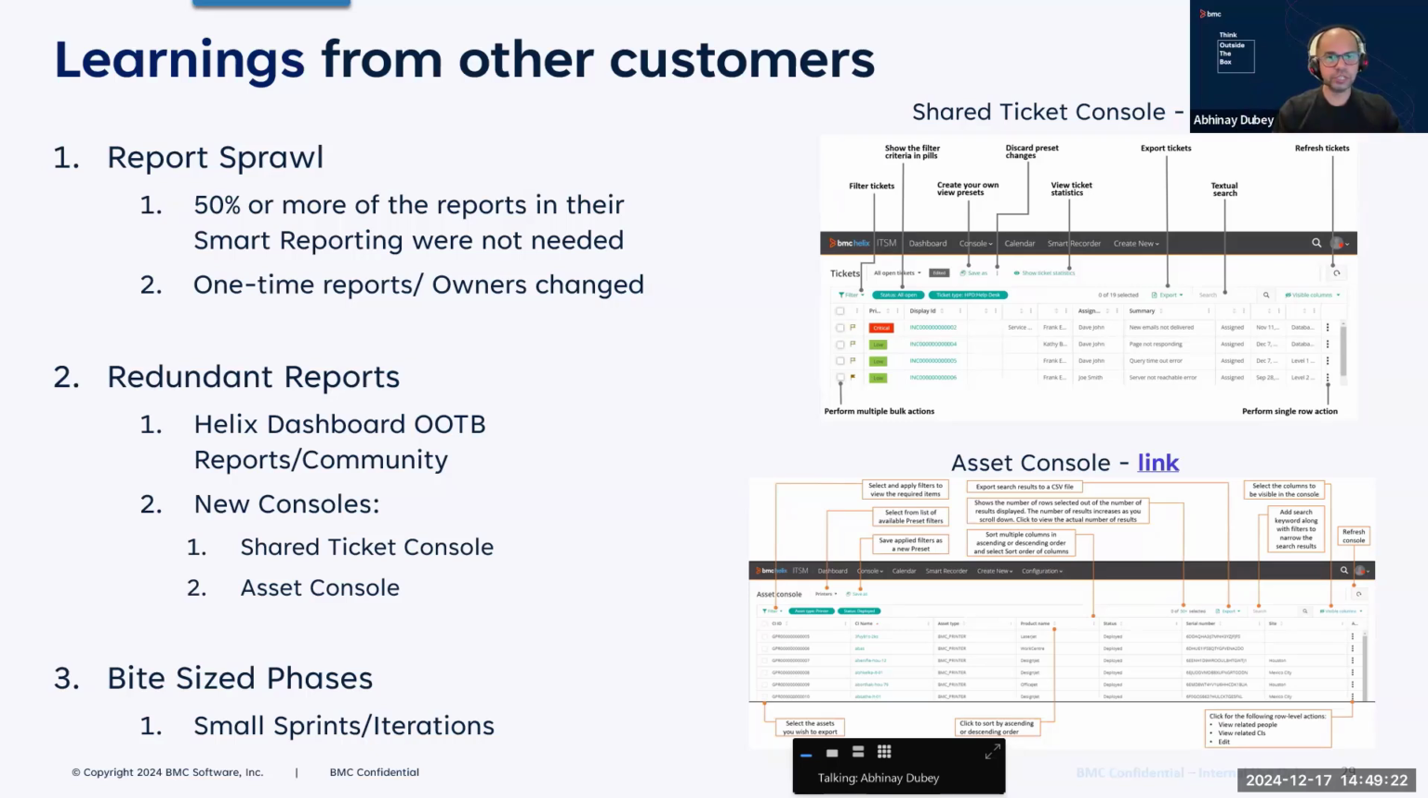Or owners have changed, organization structure has changed, and the report is not relevant. This is especially important if the owner moved either to a different part of the organization or moved out of the organization, and the report was marked private. So only the owner was really using it, nobody else was using it. And that's why we have that as part of the assessment. We want to know what reports are marked private and do we really need them. That's one.